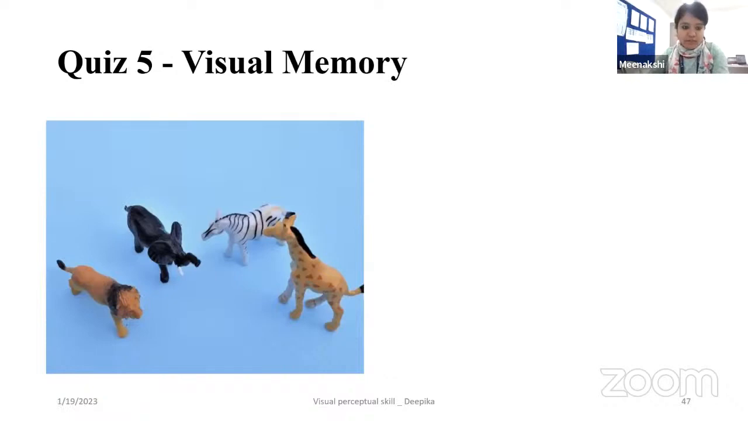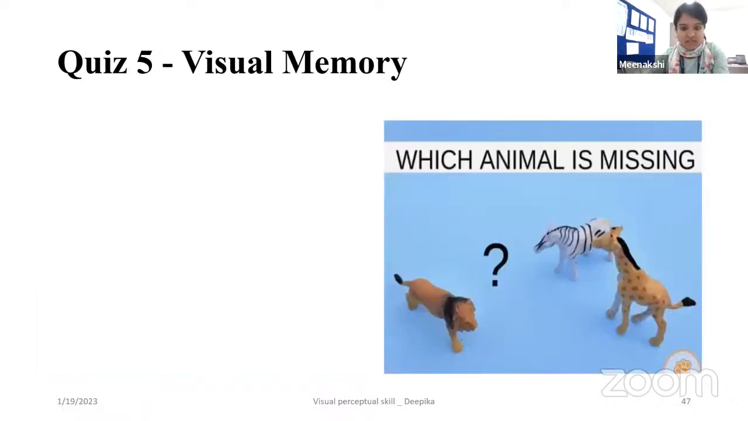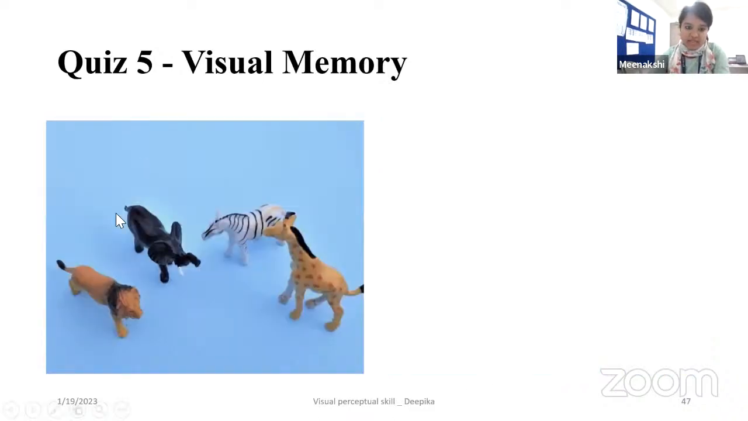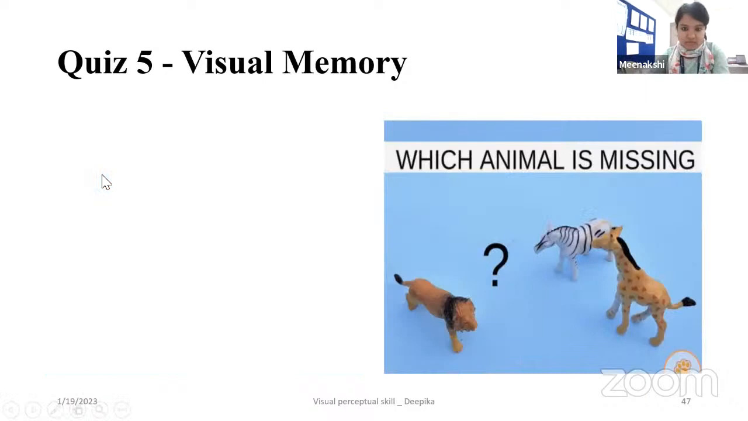The last one is about visual memory. We showed you four animals and then asked you to guess the missing animal. It is actually the elephant. See, the elephant picture alone is missed out. This tells about your visual memory, how well you can recall the animals you saw.